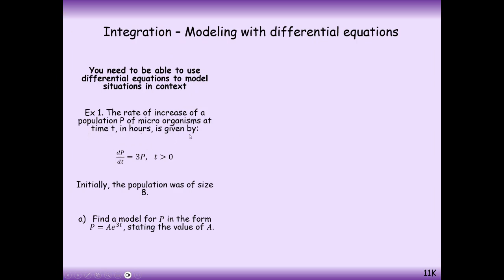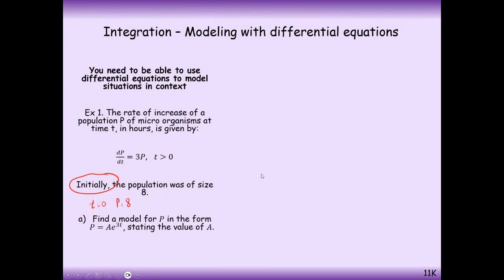T is measured in terms of hours, and T is always a positive constant. We've been told that the initial population has size 8. So what the word initial means is that at time t equals 0, P equals 8. They have two questions asking us to find the model for P in the form of P equals capital A with exponential function 3t as the exponent. So we are to find and calculate the value of capital A.